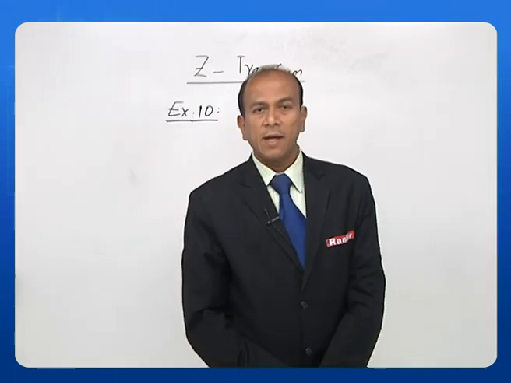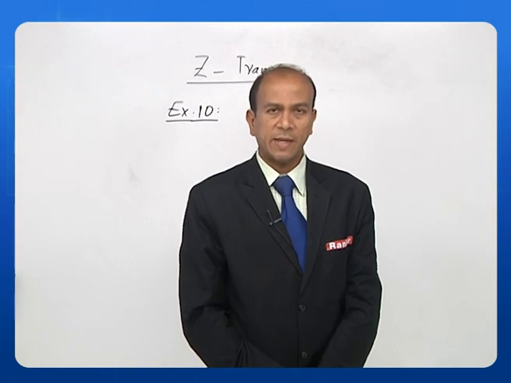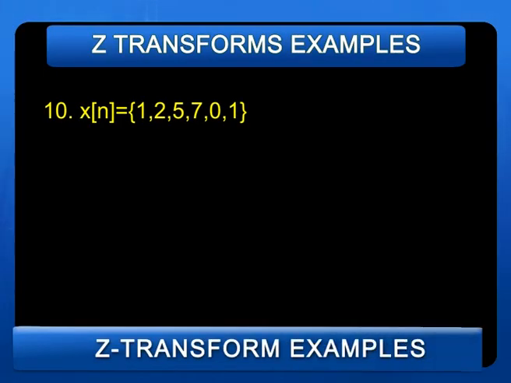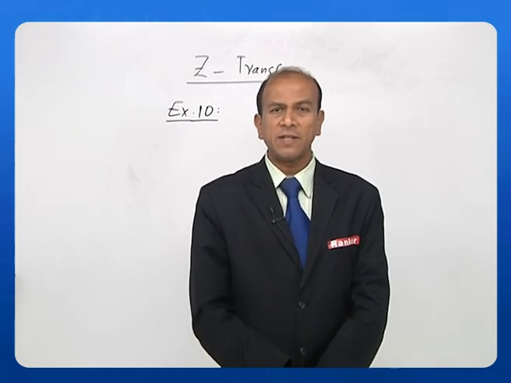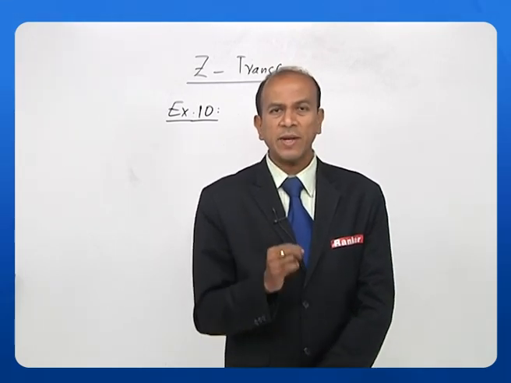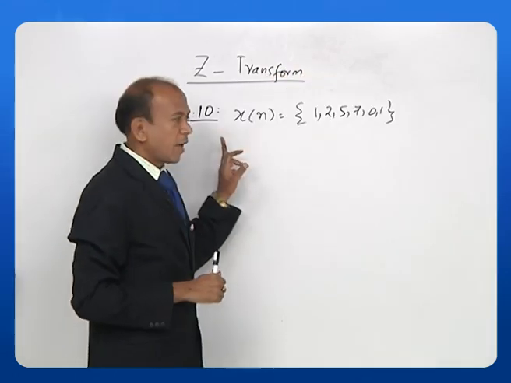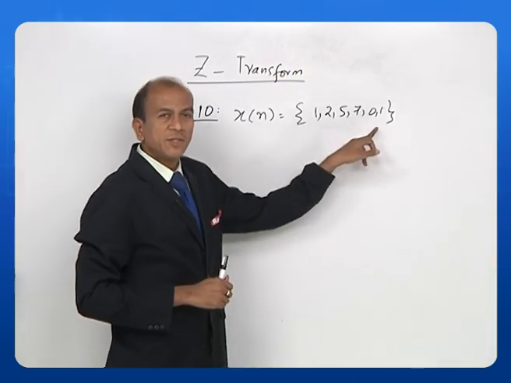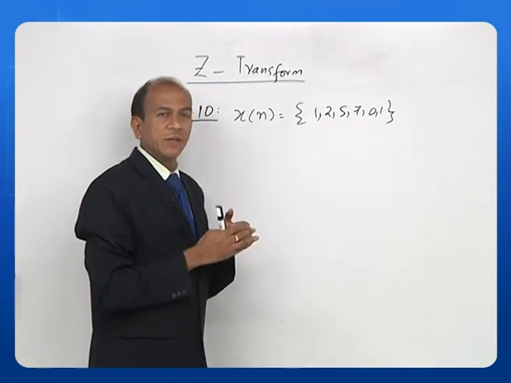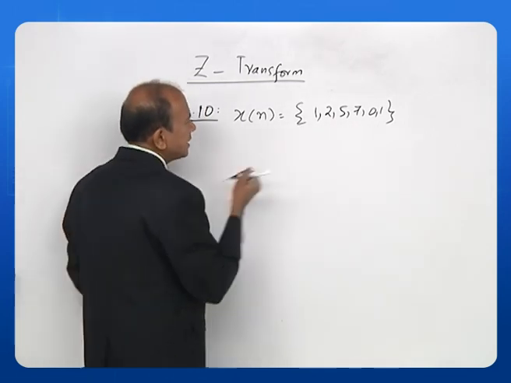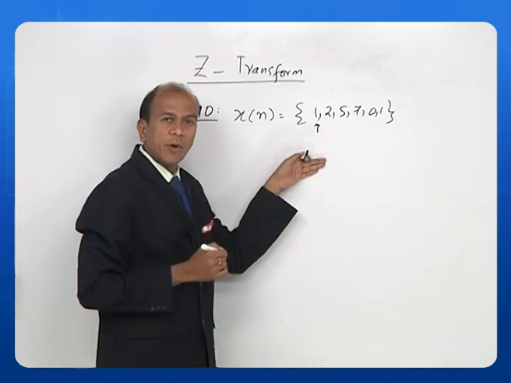Let us see another example, that is the 10th example. Here x of n is equal to 1, 2, 5, 7, 0 and 1. As there is no arrow mentioned in this type of sequence, the first one is the starting point, that is at the origin. So, let us look at this problem. x of n is equal to 1, 2, 5, 7, 0, 1. There is no mention of an arrow, that means this is our starting point or the origin point.